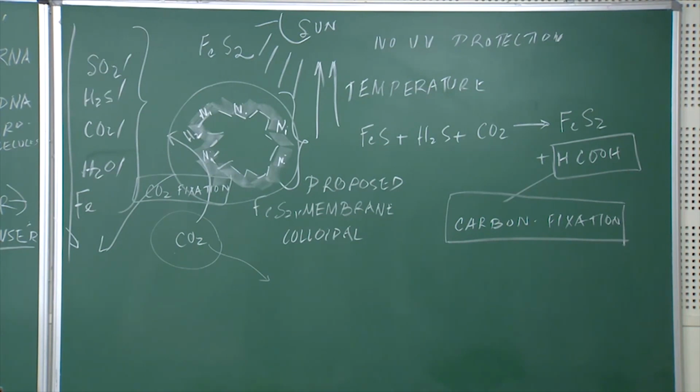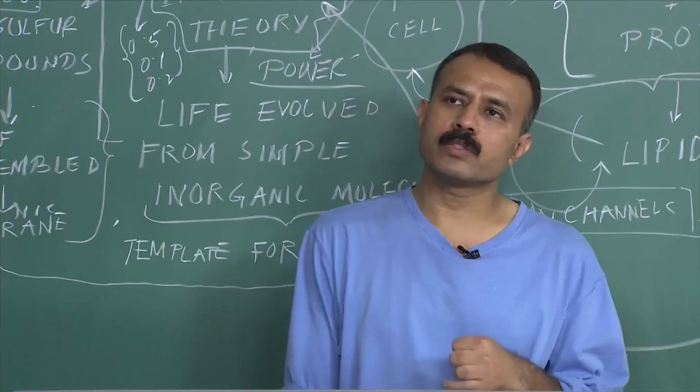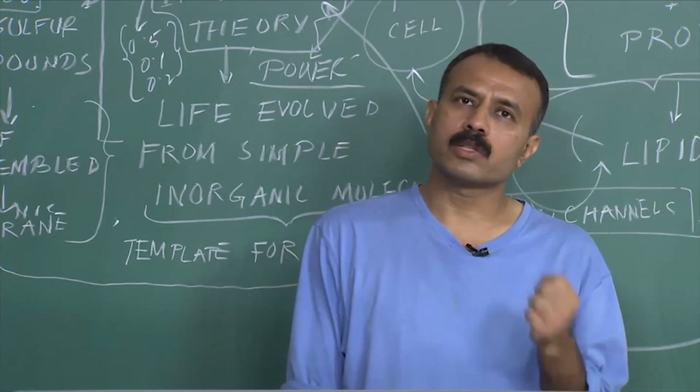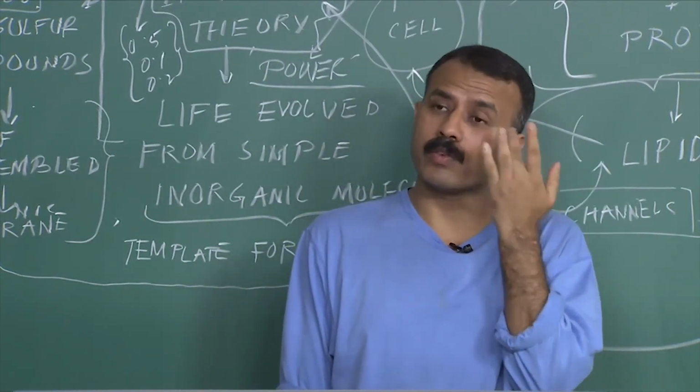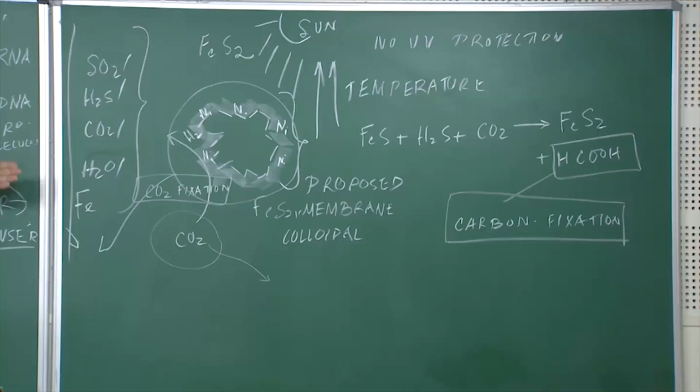So, it has been argued by the proponents of these theories that possibly those iron sulfur clusters in those proteins have evolved from that proposed FeS2 colloidal membrane. What is true, what has happened, nobody can tell with certainty, but this is one of the possibilities.